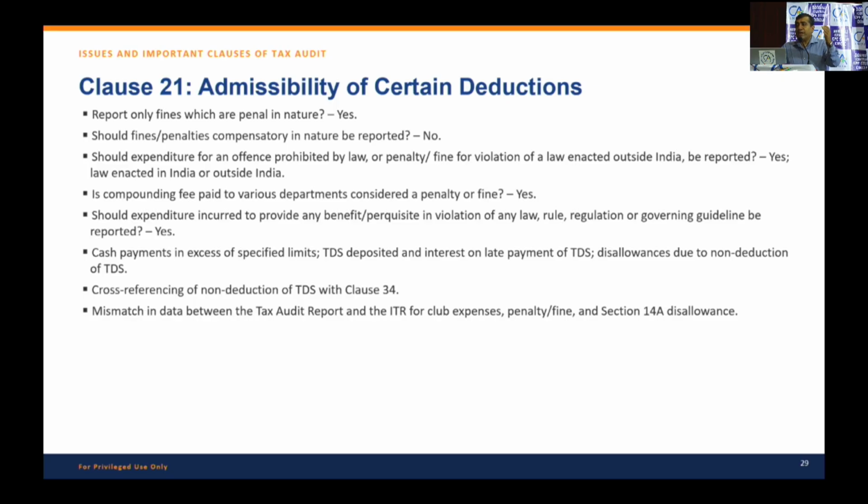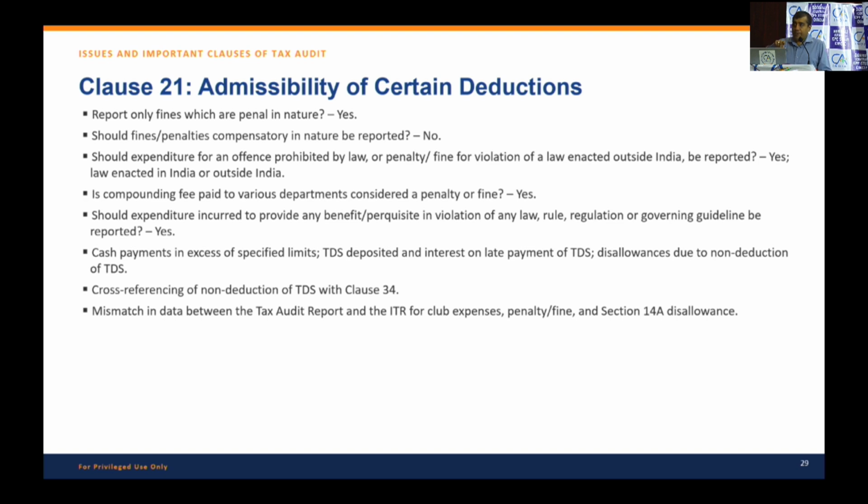So these are certain items I said will be forming part of clause 21. So 40A3 disallowance is clause 21 reportable. I was about to take up interest on late payment of TDS. What do you do? It is allowable. Few years back, we used to take a view it is not allowable, but it is allowable. Actually, it takes the color of the expenses.